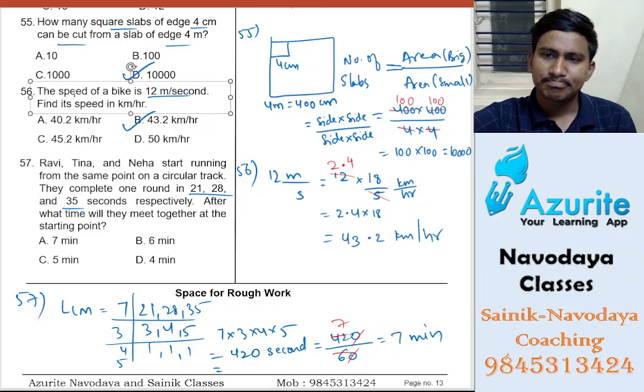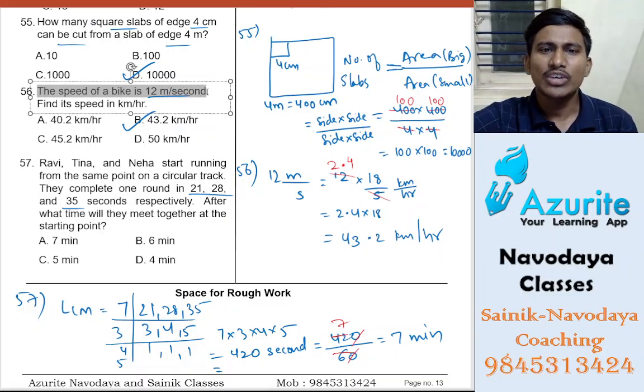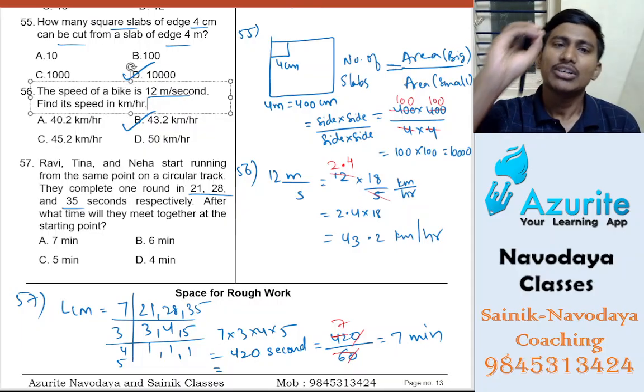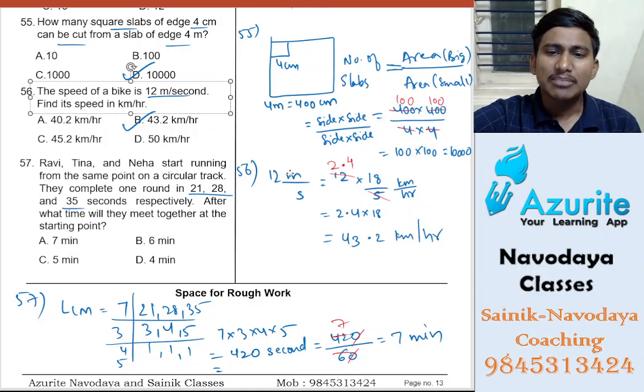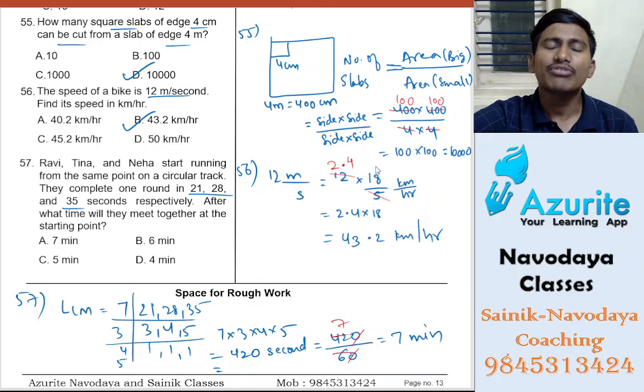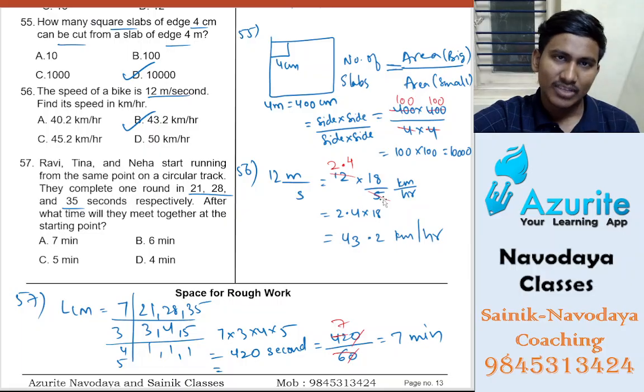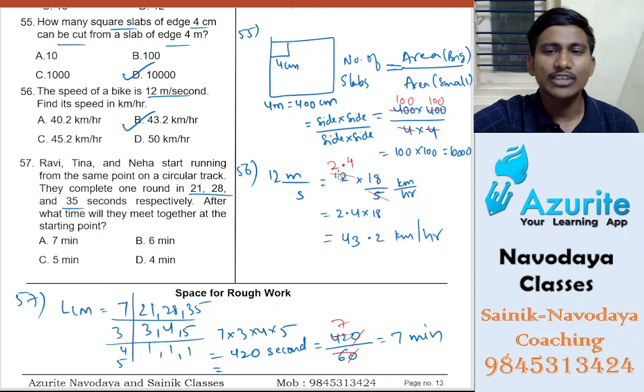56 question, right? The speed of the bike is 12 meter per second. Find the speed in kilometer per hour. We should remember that when you want to convert from meter per second to kilometer per hour, we have to multiply with 18 by 5. Again I am telling. So now cancel it. 5 2s are 10, 2 will be remaining, 5 4s are 20. So 2.4 will come, 2.4 into 18. It will be 43.2 kilometers. So option is option B here.